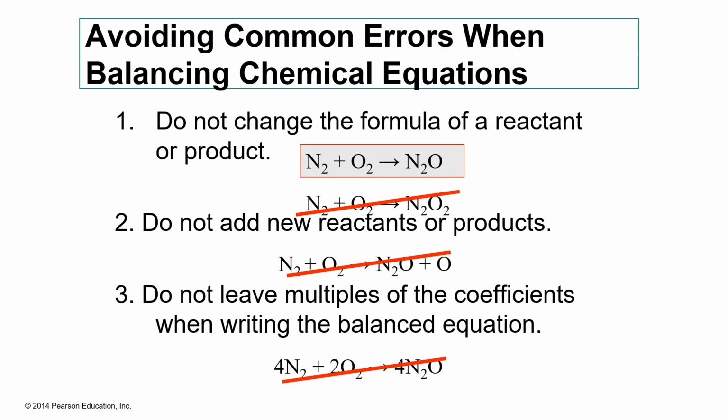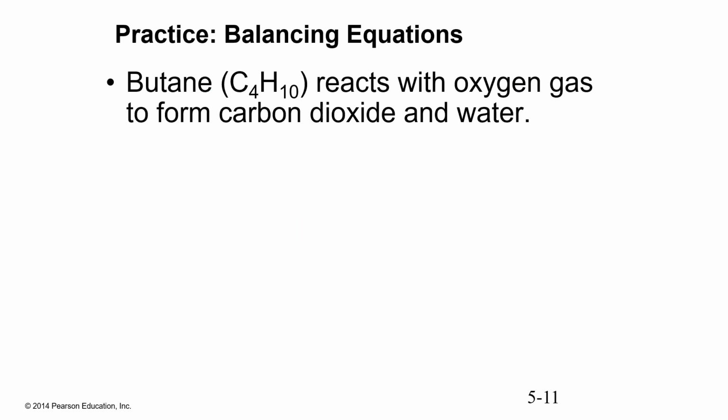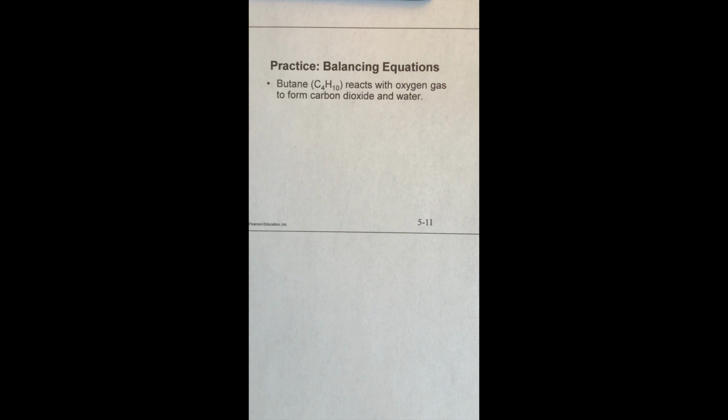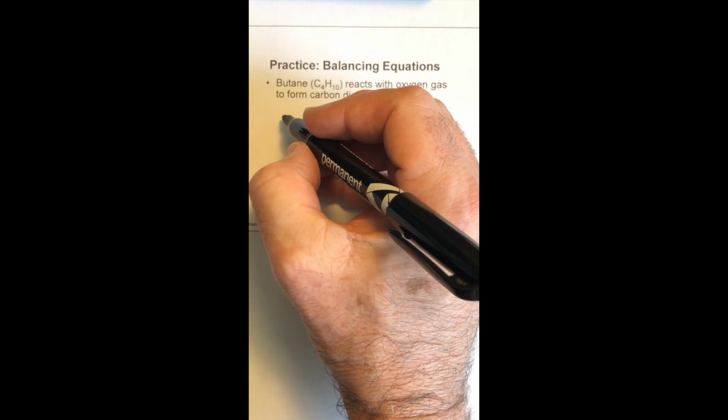Now, we're going to tackle some special situations by doing the following practice exercise. Let's balance this equation. Butane reacts with oxygen gas to form carbon dioxide and water. Let's go to our paper board for this. Let's go ahead and balance this equation. This is also a combustion reaction, but this is for butane, which is actually the component of lighter fluid. So let's go ahead and write down the unbalanced equation first.